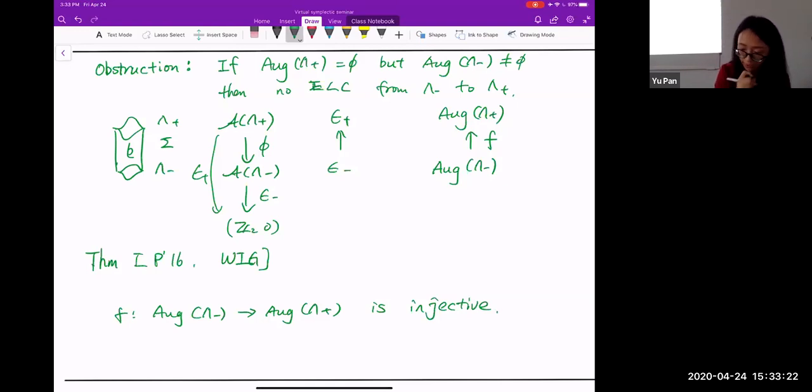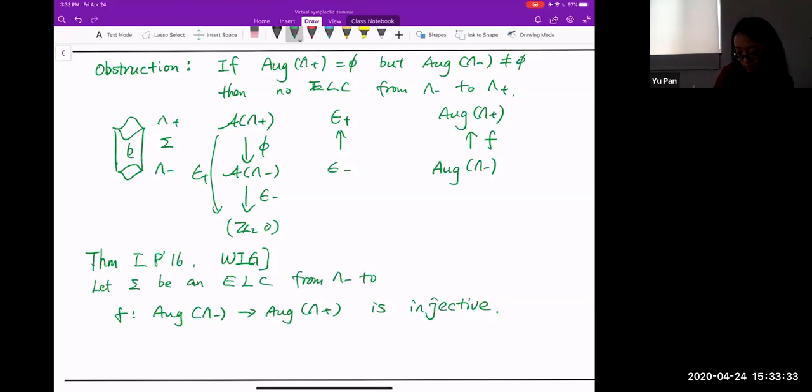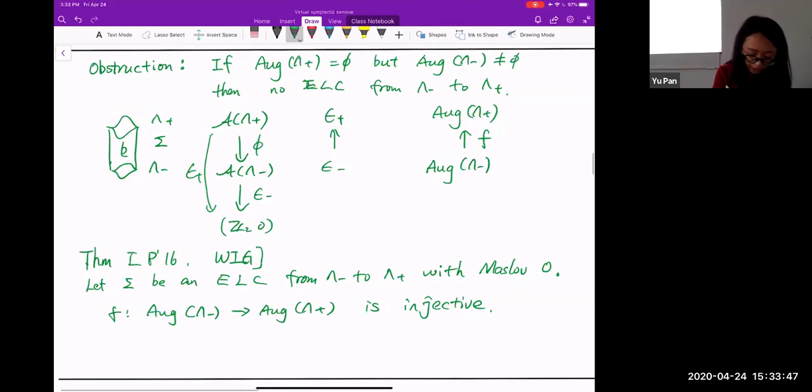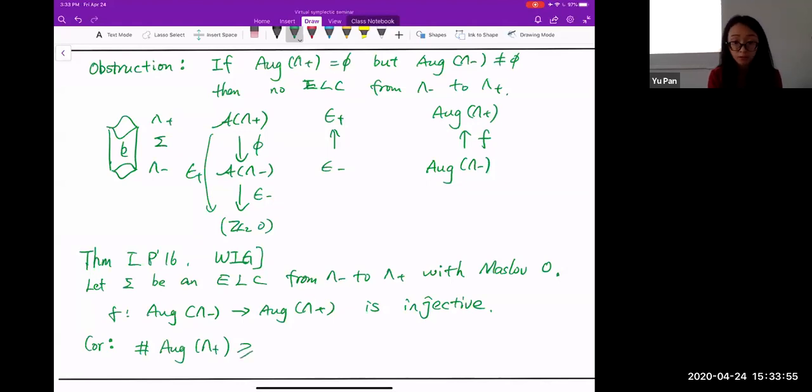I want to put some regularity conditions in front. Say that sigma is an exact Lagrangian cobordism from lambda minus to lambda plus with Maslov zero. Then this map is injective. A direct corollary from here is that if we count the number of augmentations, then the top one will be bigger than or equal to the number of augmentations at the bottom, which is straightforward.